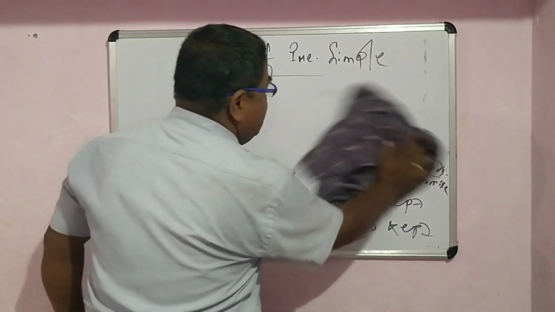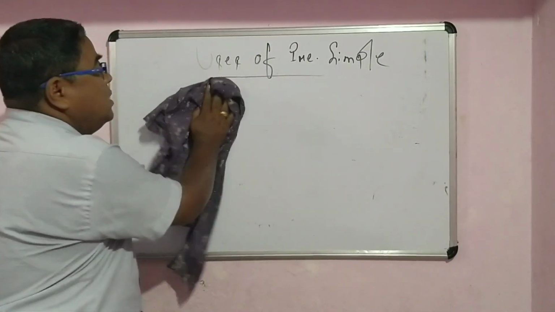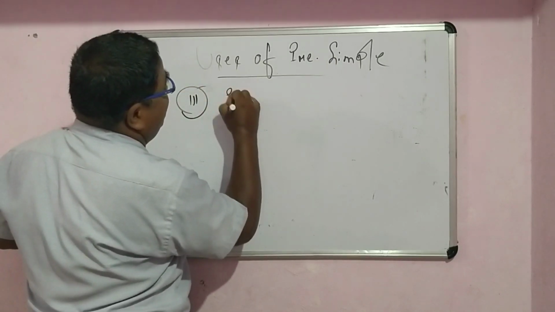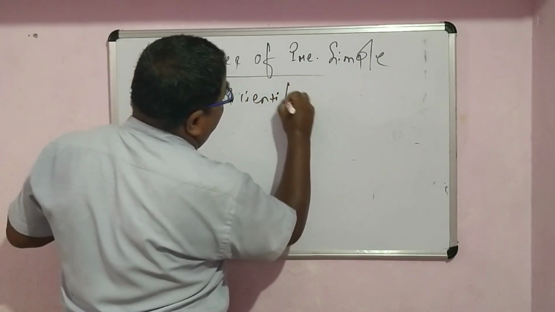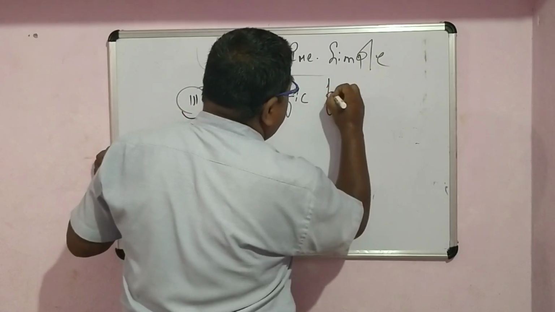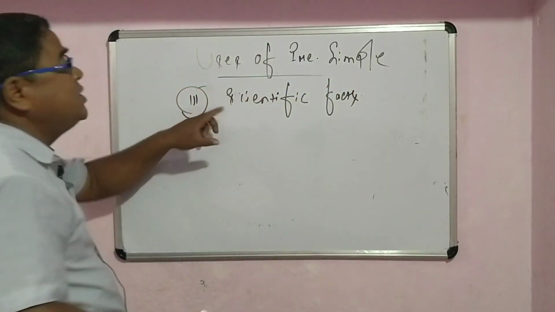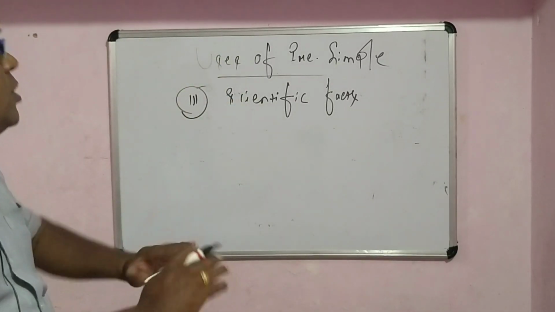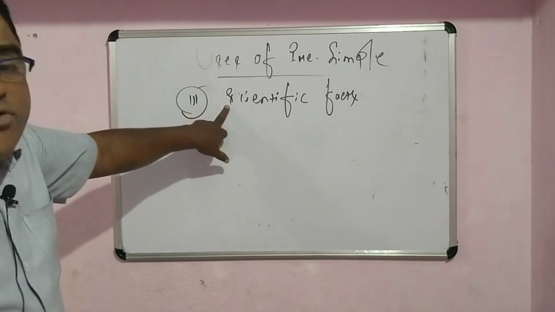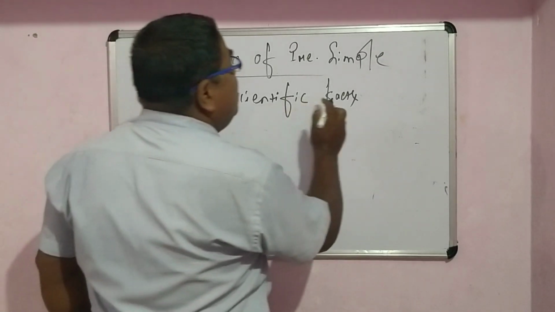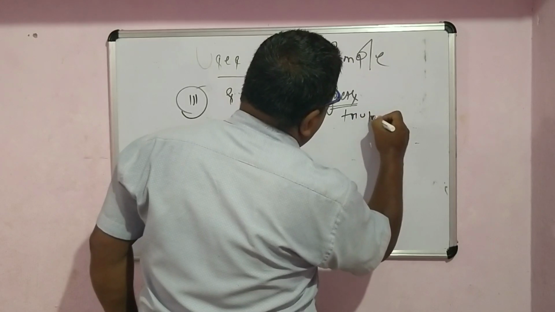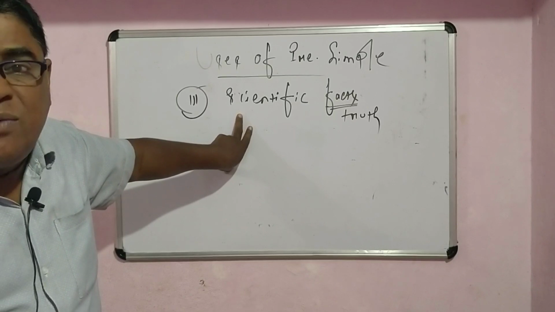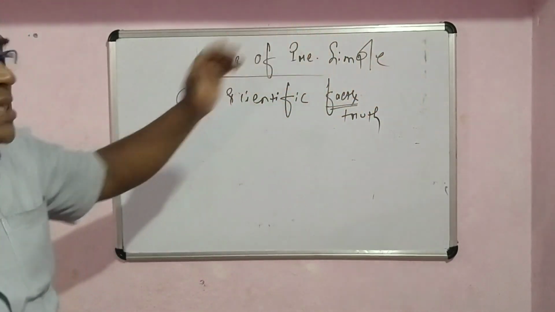Number 3. What is the number 3 use of the present simple? It is called scientific fact. Nowadays, most grammarians include scientific fact with general truth. But now it is better to separate scientific fact from general truth. What do you mean by fact? Fact means truth, something that is accepted. So scientific fact means the truth that is accepted by science, or that science has proven. That is called scientific fact.